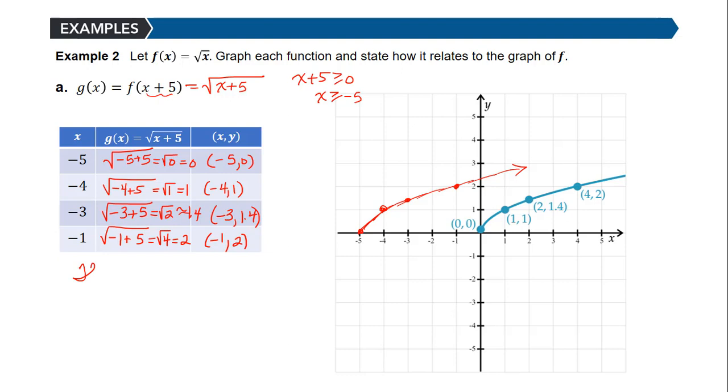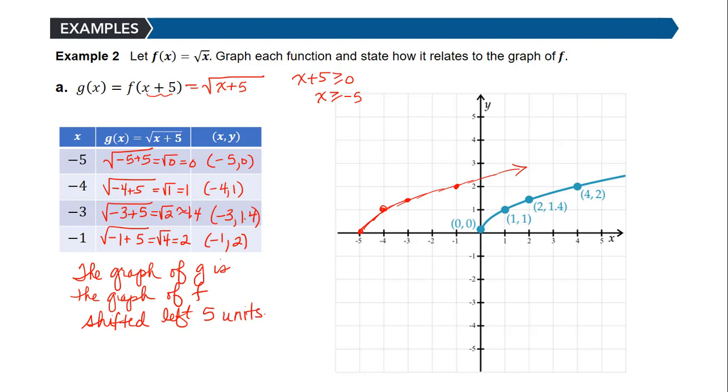So the graph of g is the graph of f shifted left 5 units. Now note in this case that all of my y values stayed the same, right? 0, 1, 1.4. The thing that changed was the x value that produced it.